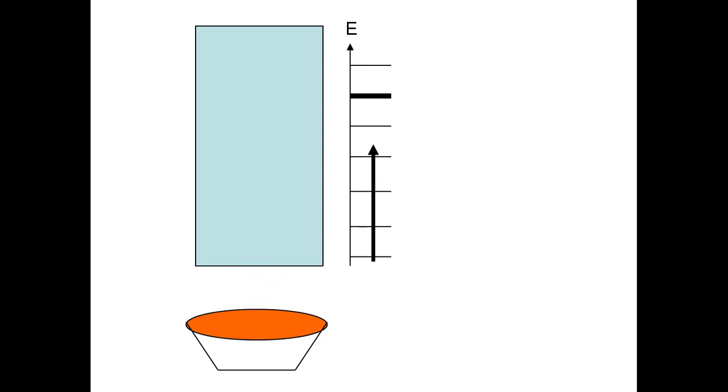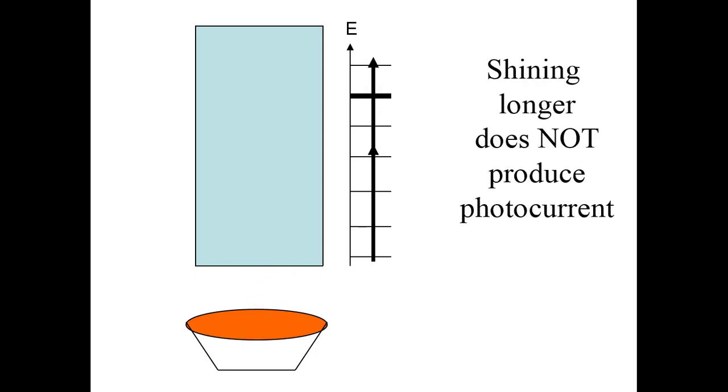The problem with this continuous wave picture is, of course, that if you simply shine the light longer, it would eventually build up until the energy was greater than the threshold. The observation is that shining the light longer does not produce any photocurrent. In other words, for our hypothetical material, shining the light longer does not result in an electron being removed from the surface.